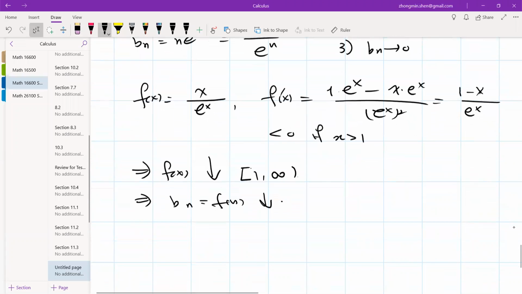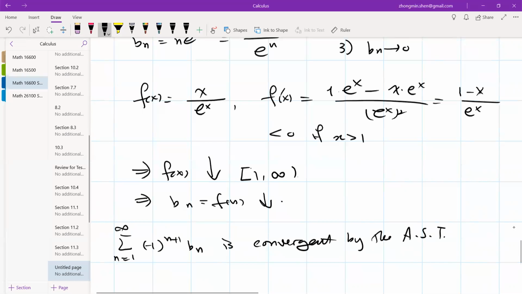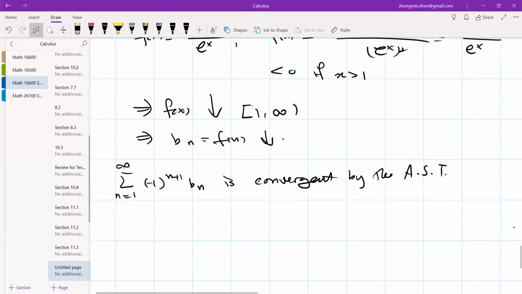Then you can conclude that the series is convergent by the alternating series test. All right, here's another question I want you to think about, problem number 14. Let's push through this problem.